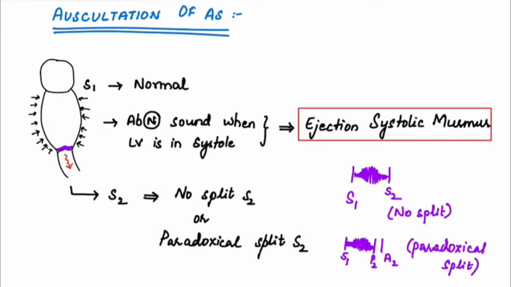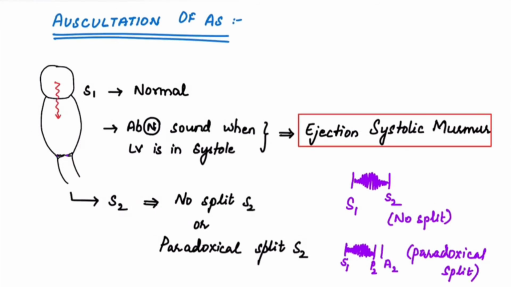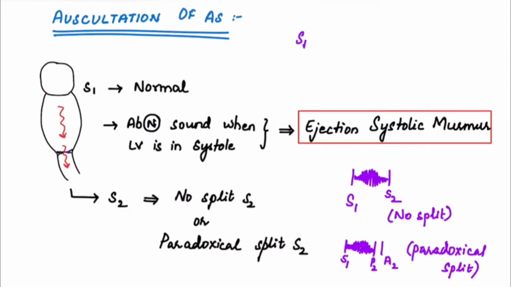Emptying of the left atrium into the left ventricle followed by closure of the mitral valve produces S1, then emptying of the left ventricle into the aorta through a stenosed aortic valve produces the ejection systolic murmur, and then delayed closure of the aortic valve produces S2 either with no split or with a paradoxical split. So again the same process continues.